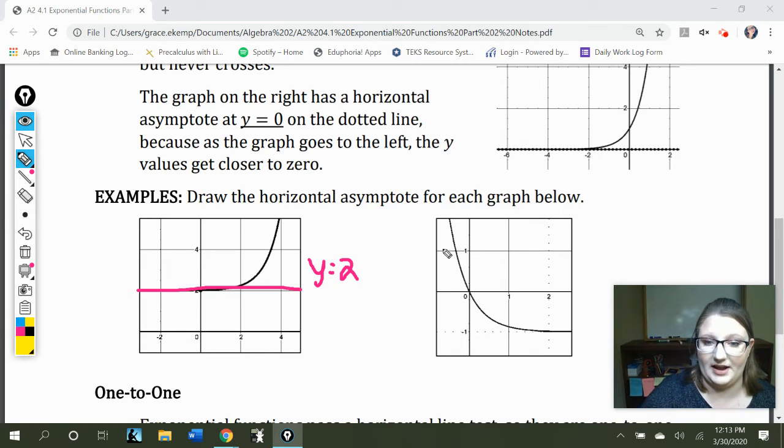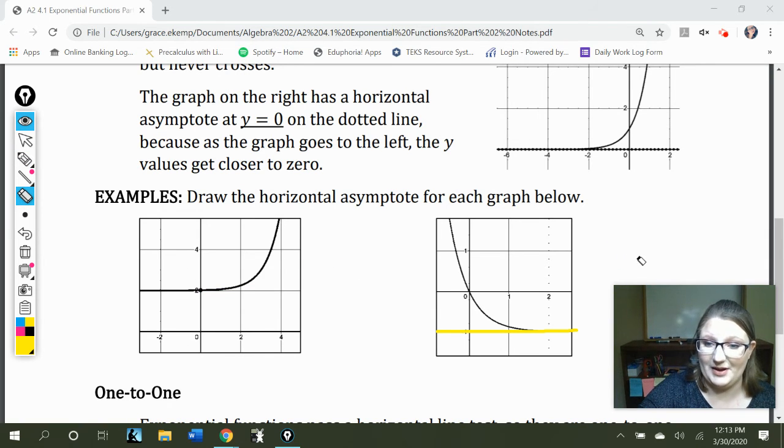Now for our next graph, we're still looking for the horizontal asymptote. So we're looking for where that graph starts to flatten out. So looking down here, it starts to flatten out right here, right along this line. So that means that at negative 1, we've got this horizontal asymptote. So our horizontal asymptote would be y equals negative 1 for that graph. All right, so that's finding the horizontal asymptote.